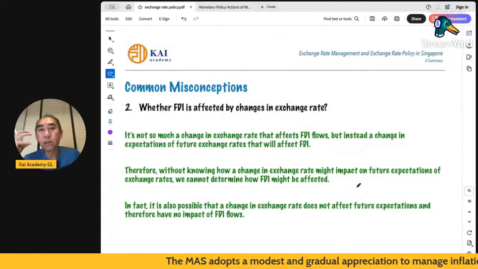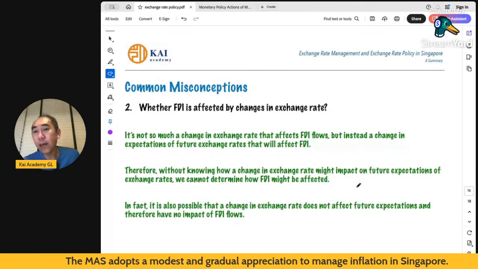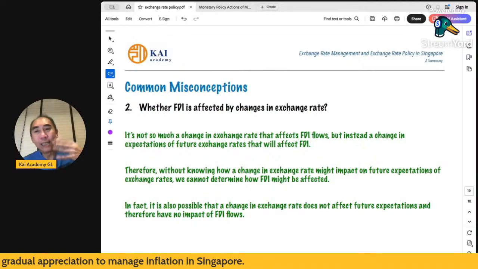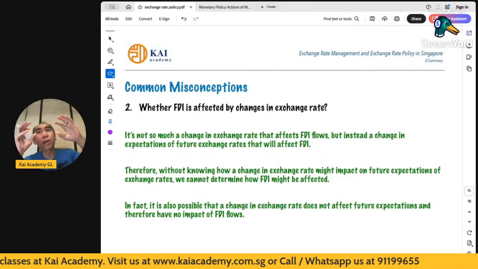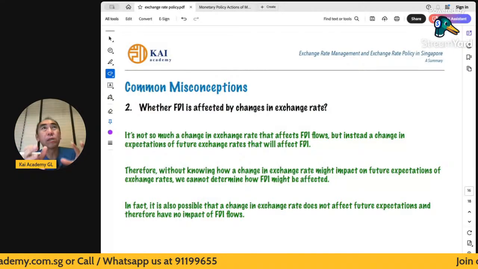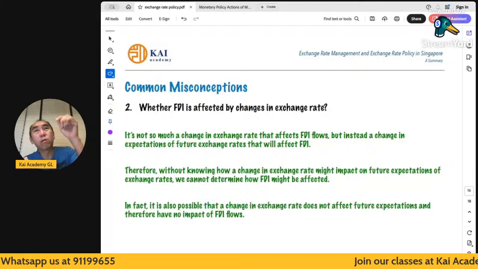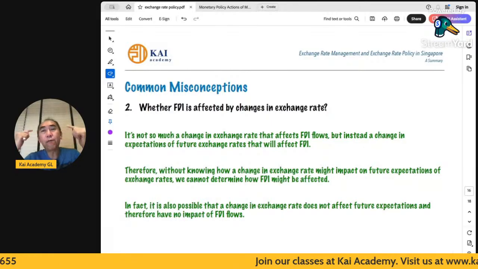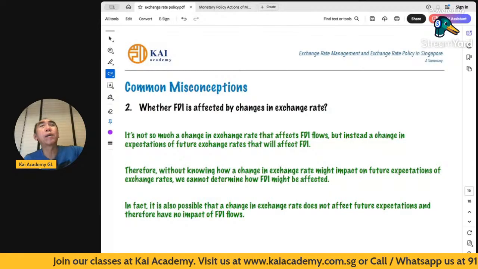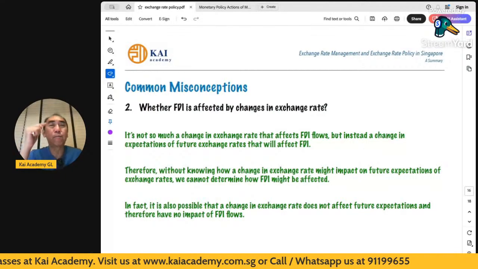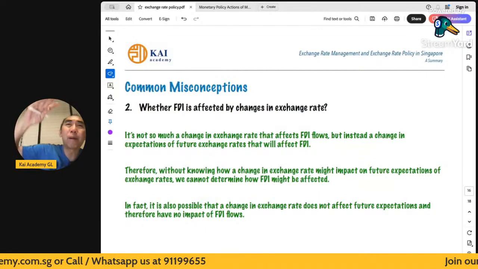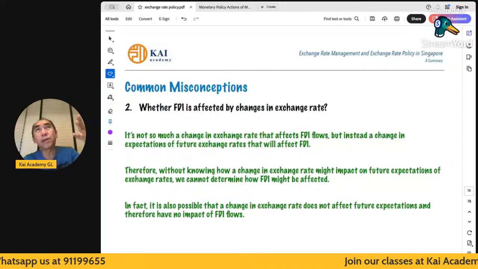Many students have this misconception that FDI flows are affected by exchange rate change. It is not, right? FDI flows are affected by expectations of future exchange rate changes. For instance, let's say today the Sing dollar appreciated and the market forms an expectation that the Sing dollar will depreciate back in the near future. That means today's appreciation is seen as an unexpectedly strong appreciation, and it should come back down in the future. That was the expectation that was formed.